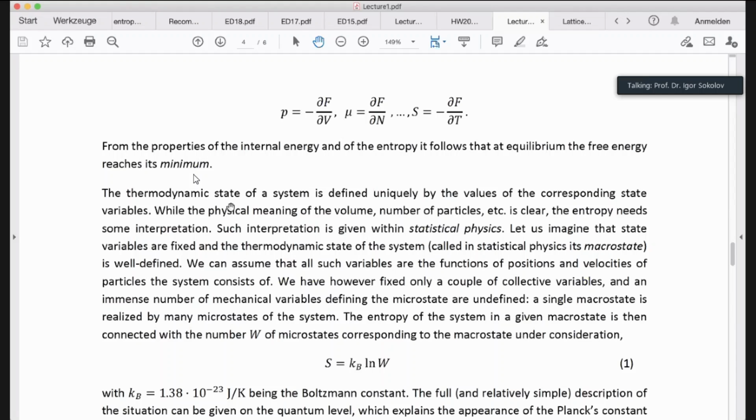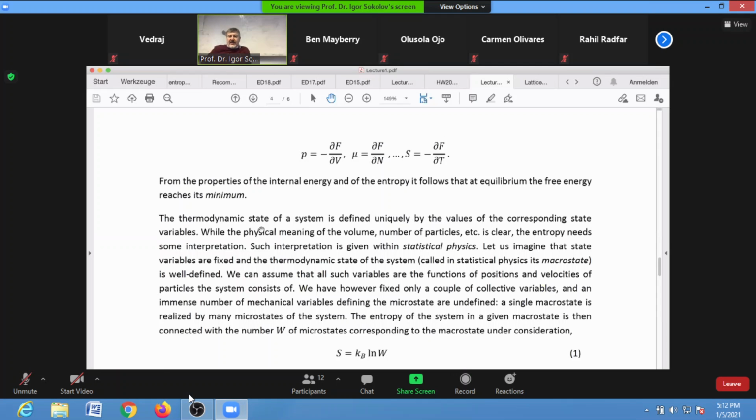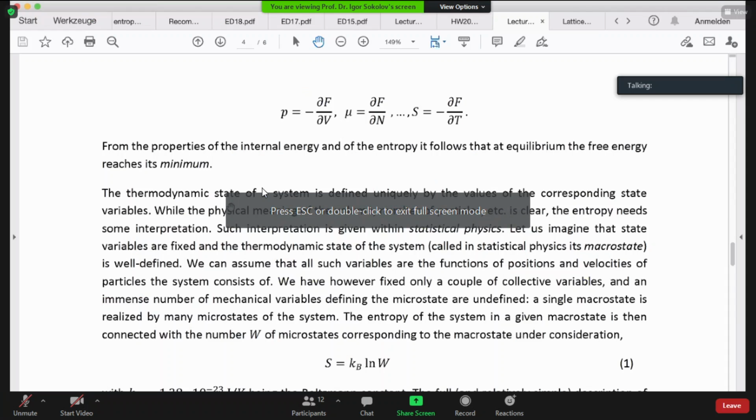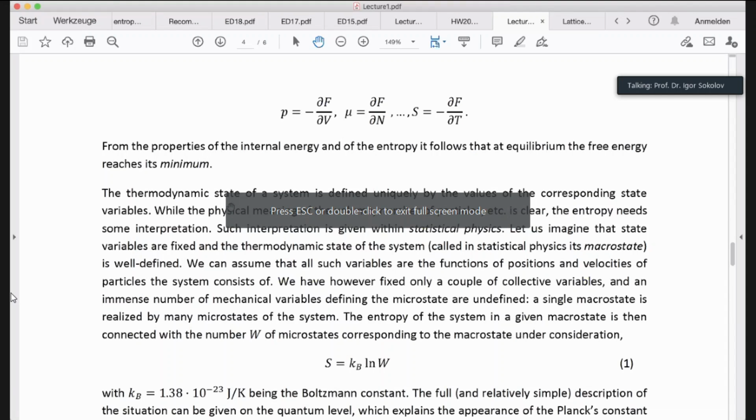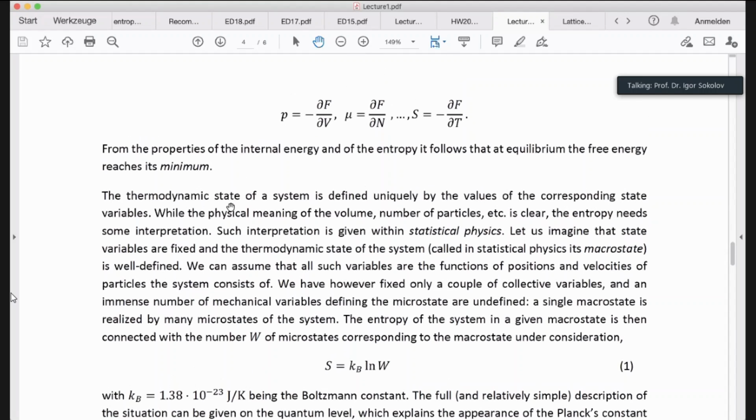This is very nice, and there are huge tables for important fluids and gases and materials, solids, whatever. But to understand theoretically where they come from, you need a theory. You need a connection between this thermodynamical level of description and the microscopic one. And this connection is given by statistical physics. And the very first result of statistical physics is the Boltzmann formula here, which connects the entropy with the number of different ways by which the corresponding macro state can be realized.